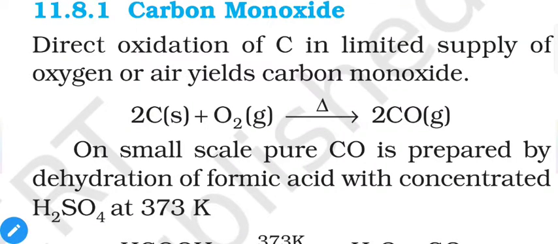Direct oxidation of carbon in a limited supply of oxygen will lead us to carbon monoxide. That means incomplete combustion of carbon will give us carbon monoxide. So a simple reaction: carbon plus a comparatively small amount of oxygen, or limited supply of oxygen, gives us carbon monoxide. If we use a higher quantity of oxygen, then it will give us carbon dioxide. So that's why a limited supply is necessary.